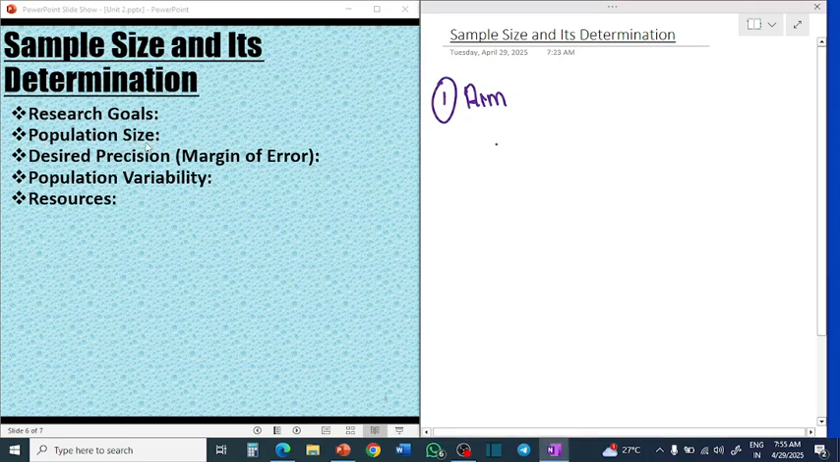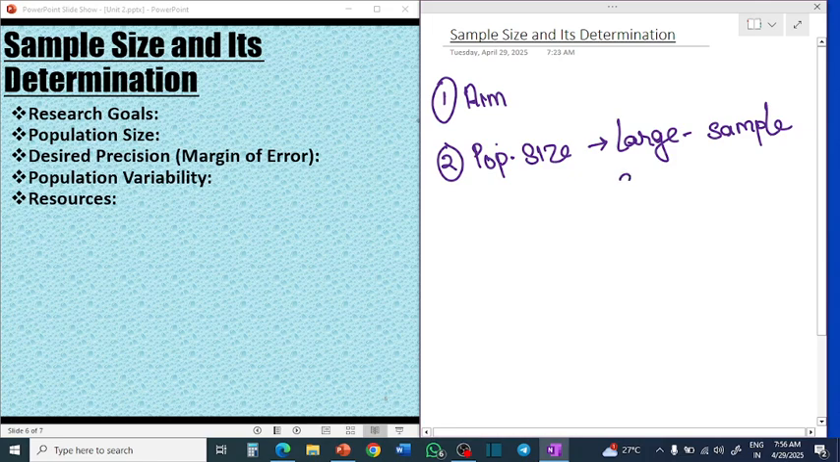Second, we come on to the population size. As I have suggested earlier, whenever there is a large population, we will go for sample. And when there is a small population, then we will go for survey.